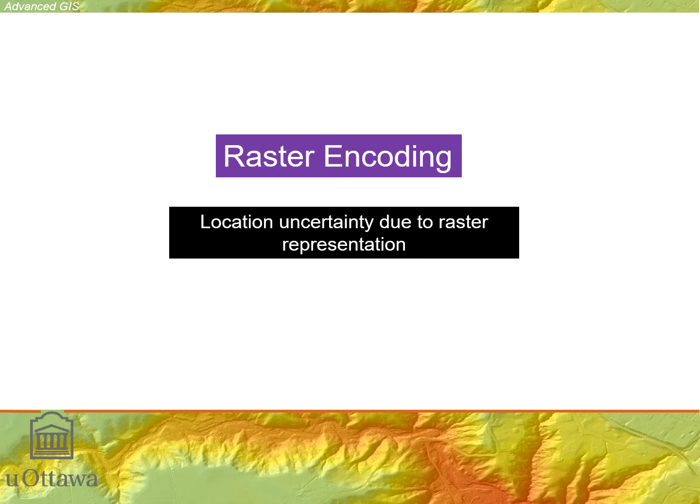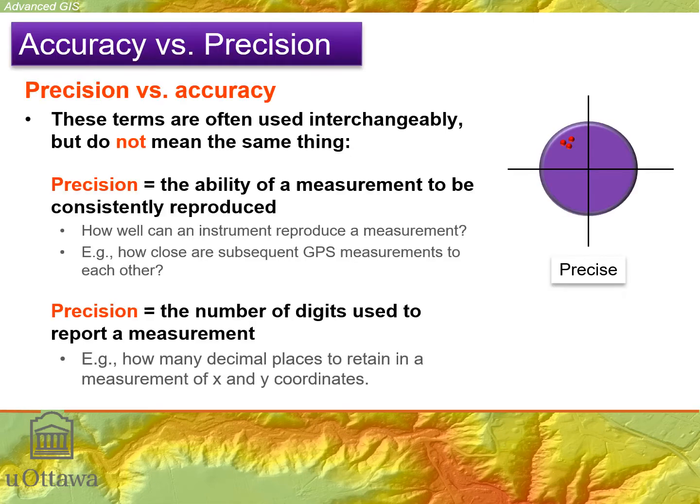Now, let's look at the issue in raster encoding of location uncertainty due to raster representation. To understand location uncertainty, you need to remember the difference between accuracy and precision. Precision versus accuracy, they don't have the same meaning. Precision refers to our ability to repeatedly measure something to a certain number of decimal places.